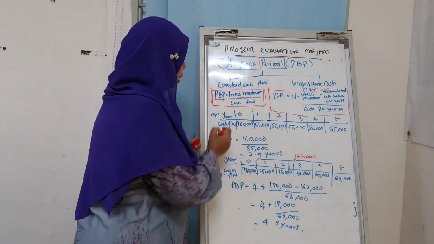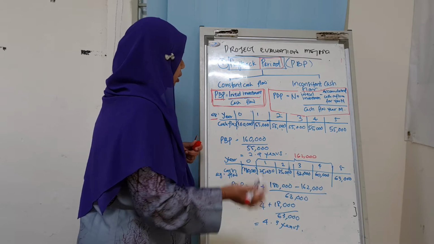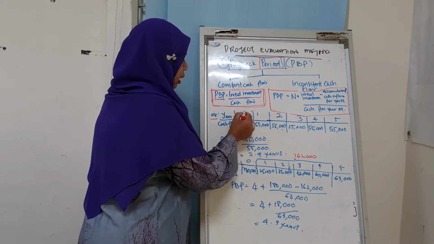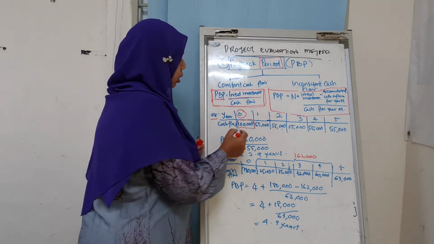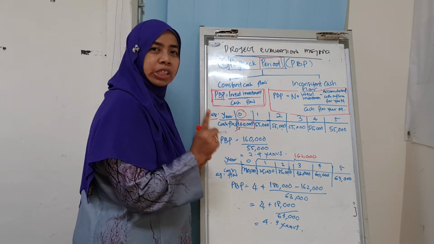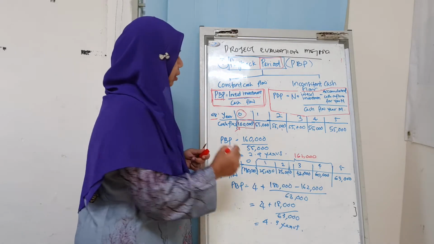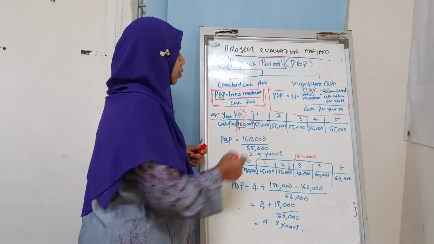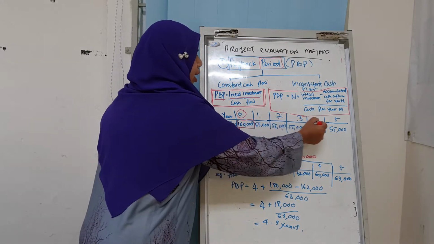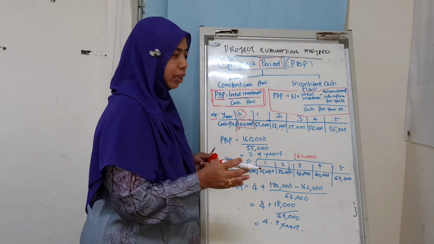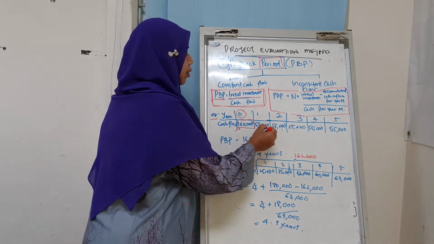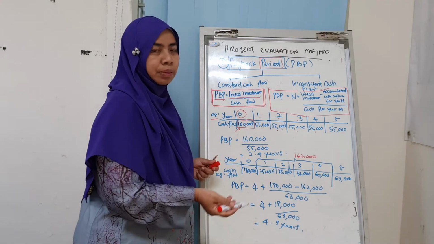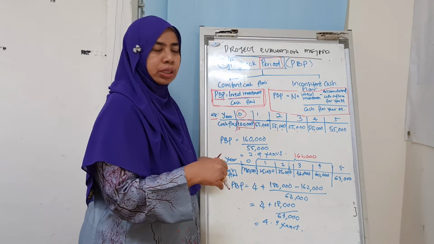Alright, for example, in this question, they have a project. So the first, in year zero, is the initial investment. 160,000 is the initial investment. So they have 5 years. Projek tu siap dalam masa lebih kurang 5 years. So every year dia akan masukkan 55,000 to inject into the project.